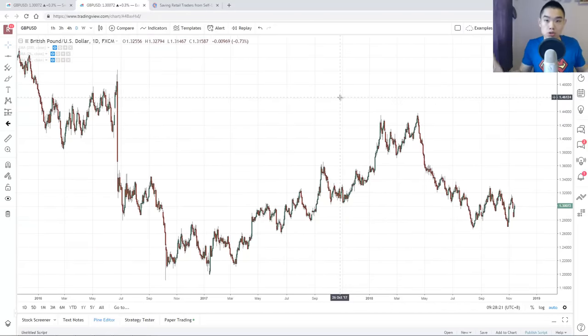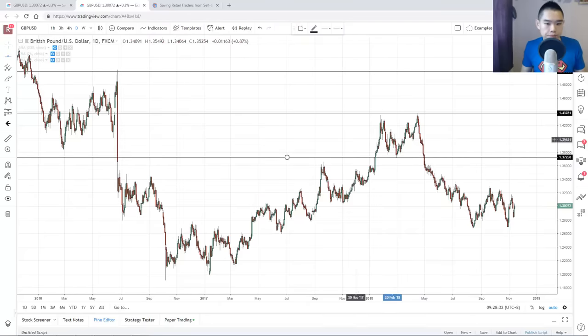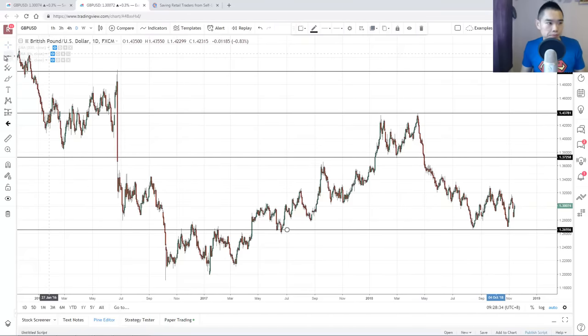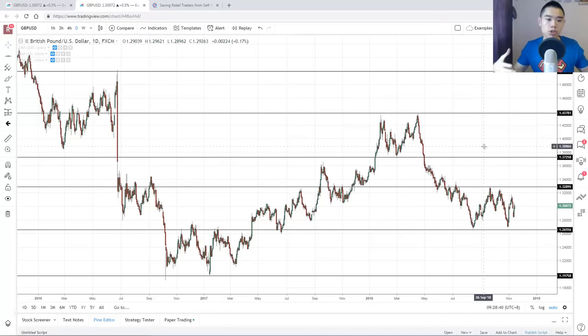Step number two, draw the most obvious levels. Let's do it here. This is obvious to me. This is obvious. This is pretty obvious. This one here. This one here. And perhaps this one here. Okay, so now let's do the adjustment. I've already drawn out the most obvious levels. Notice that I didn't spend time wondering, is this a level? Is this not a level? None of that. So now time to adjust.